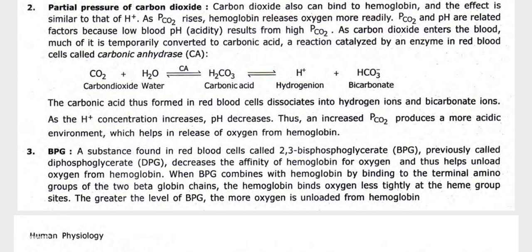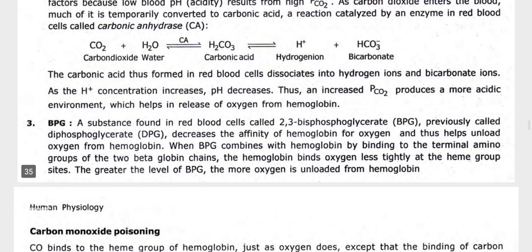A reaction catalyzed by the enzyme in red blood cells called carbonic anhydrase: CO2 plus H2O gives H2CO3, carbonic acid, which gives H+ plus HCO3-, hydrogen ion and bicarbonate. The carbonic acid thus formed in red blood cells dissociates into hydrogen ions and bicarbonate ions. As the H+ concentration increases, pH decreases. Thus, an increased PCO2 produces a more acidic environment, which helps in release of oxygen from hemoglobin.